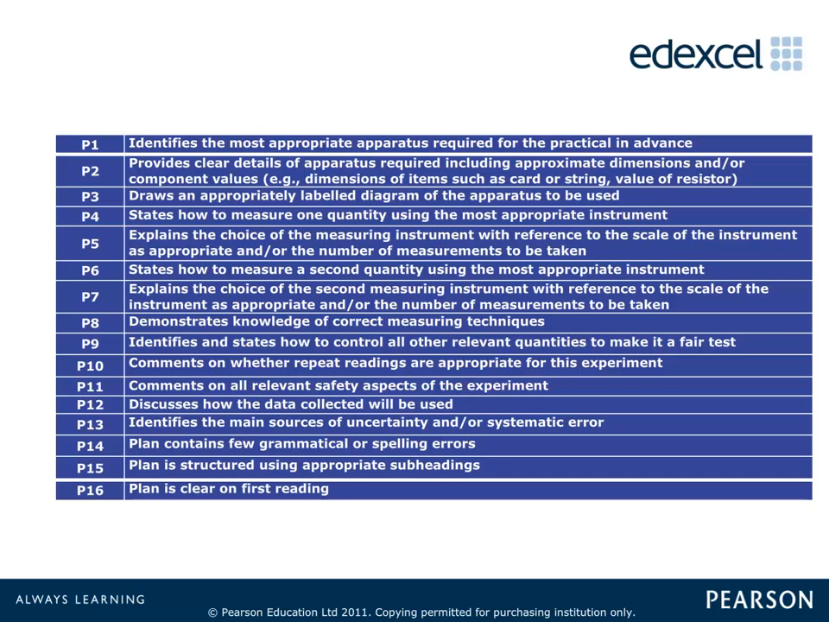So, on to the planning criteria. For P1 and 2, candidates list the apparatus and give details, as full as possible, and they need to estimate values where necessary. P3 is for a diagram that shows clearly how the apparatus is used in taking measurements, so that another experimenter could use it to set up the apparatus correctly.